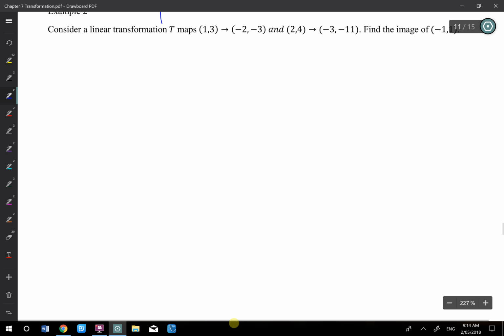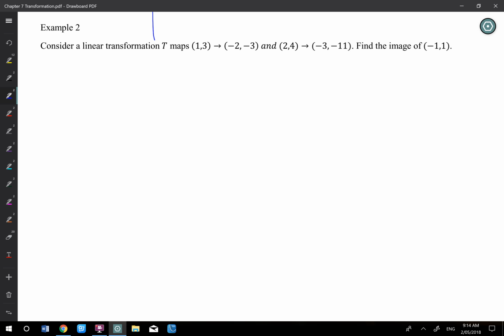But for example 2, it just says consider a linear transformation T that maps this point to that point. T maps 2, 4 to -3 and -11. And I want to find the image of -1 and 1. I don't know what the transformation is. I have no idea what's going on with that transformation.